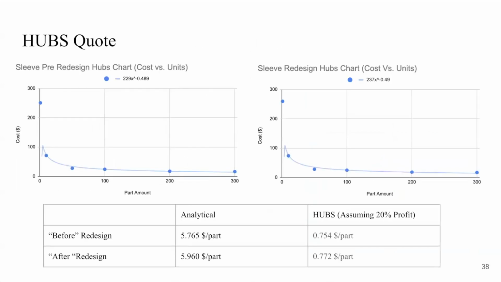Here's the Hubs quote, assuming a 20% profit for the sleeve before and after the redesign. As expected, Hubs also shows a more expensive manufacturing cost per part after the redesign.